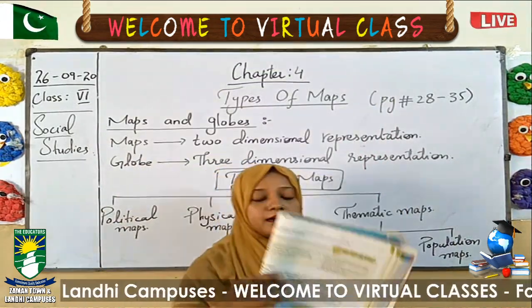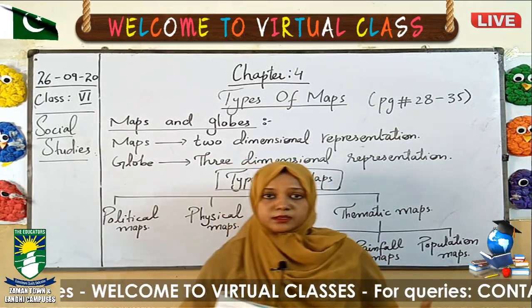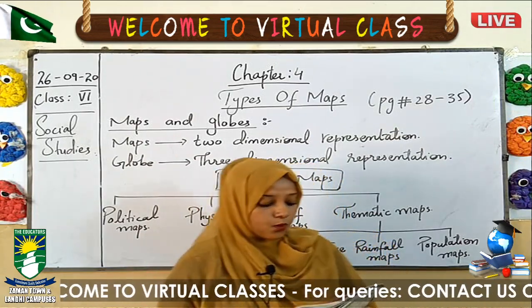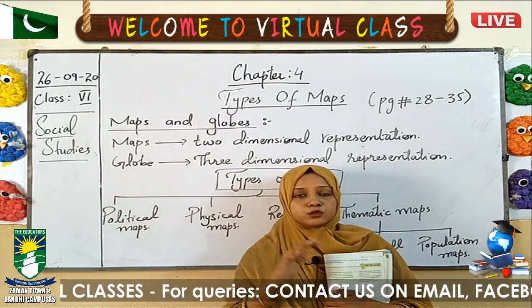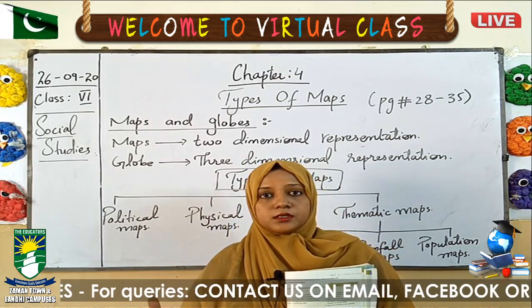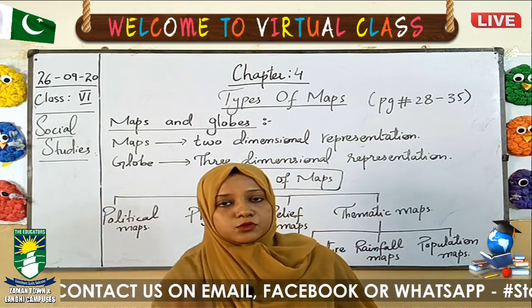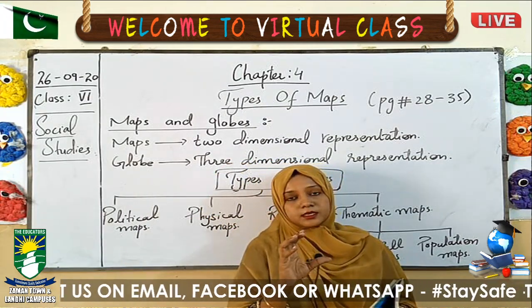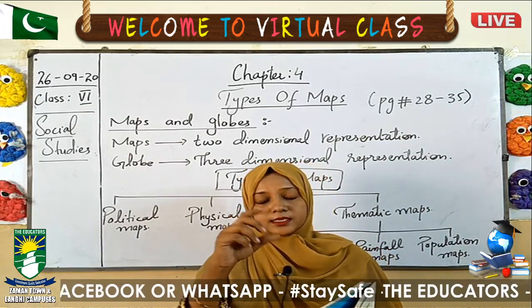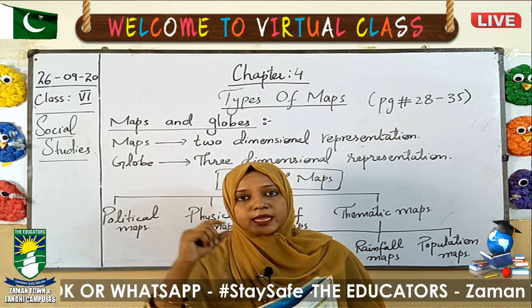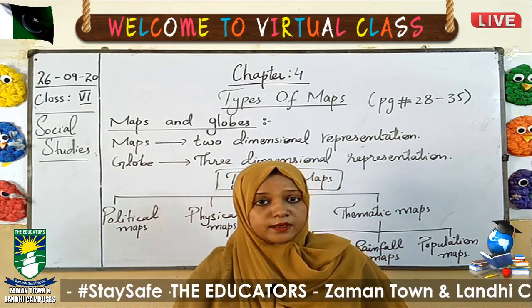And there are different parts of the map like the keys, the symbols and the scales. What are the keys, symbols and the scales? Keys and symbols show the different features, to differentiate. For example, if we are highlighting the country, we will select one color to highlight the country. If we are highlighting some landscape, we will select some symbols like the mountains, like the plains, to highlight those areas on the given map.